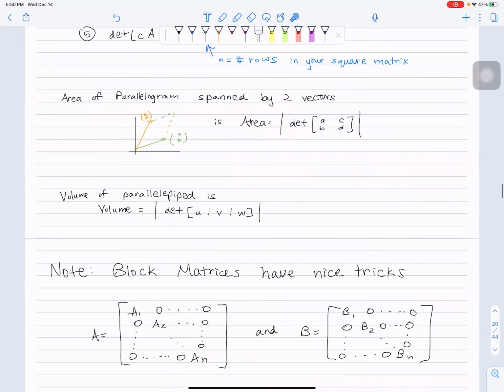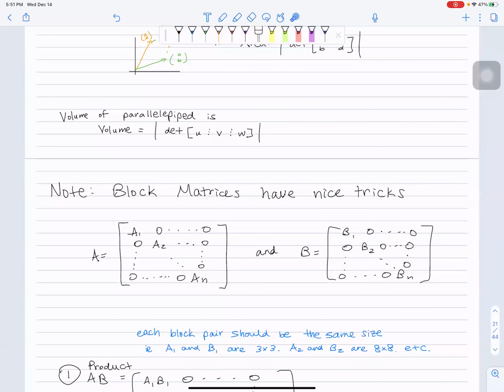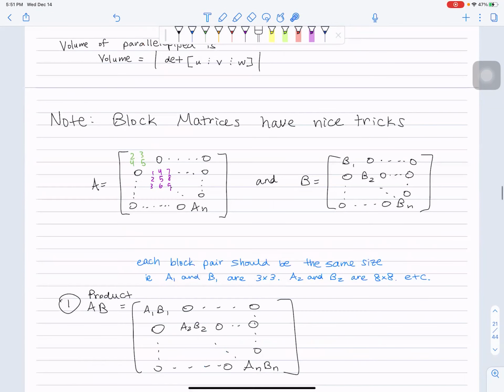Okay, we also have block matrices. Block matrices are nice because they also have more tricks. Here, this A1 could be a smaller square matrix, like 2, 3, 4, 5. A2 could be maybe like 1, 2, 3, 4, 5, 6, 7, 8, 9. They can be different sizes as long as they're square. Then if I want to multiply these 2 matrices, I can just multiply each of them separately, pairwise. So A1 times B1 is my first left-hand corner, then A2 times B2, etc.